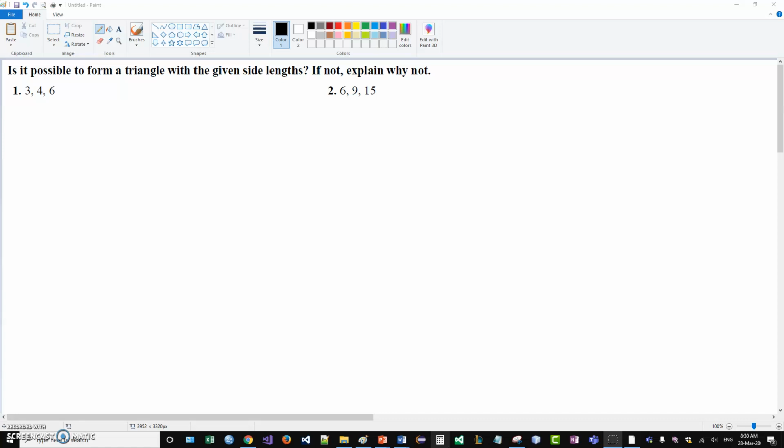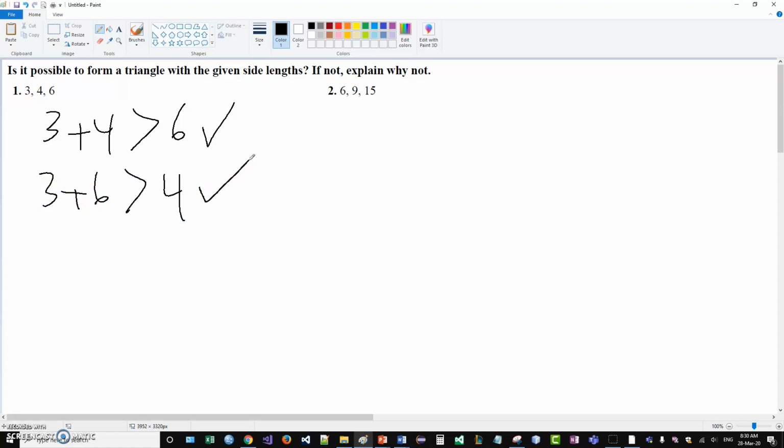So for number 1, 3 plus 4, that's greater than 6. Okay. 3 plus 6, that's greater than 4. Yes. And 4 plus 6 greater than 3. Yes. Okay. This is 7. This is 9. And this is 10. So 7 is greater than 6. 9 greater than 4. And 10 greater than 3. So these three sides, they form a triangle.